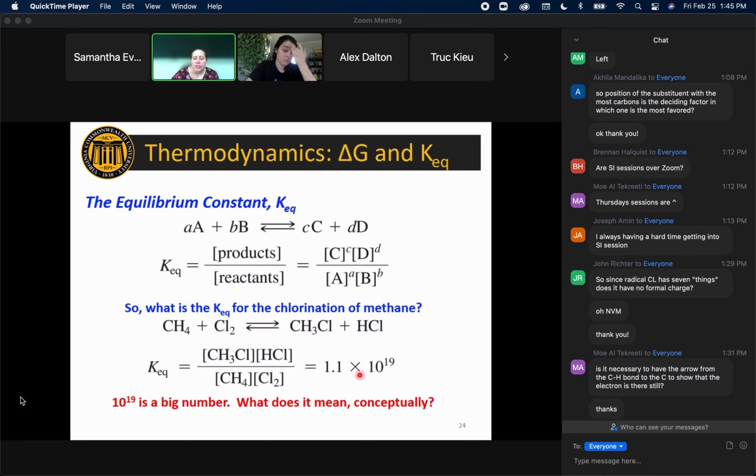So think about this for yourself. Take a moment and think to yourself, what does that mean conceptually? Think about it mathematically in terms of this equation, or think about it conceptually for yourself. What does it mean for our reaction? What does it mean for the chlorination of methane?